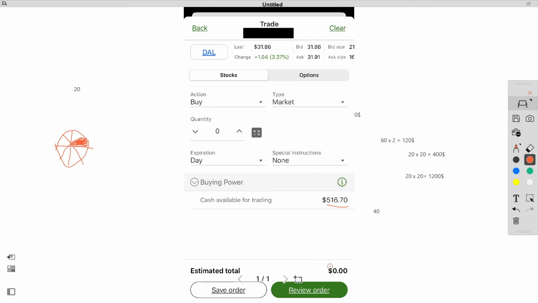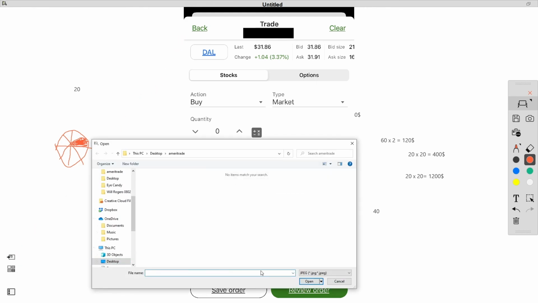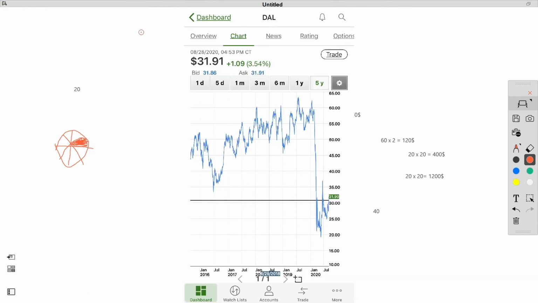Down here, whenever you type in your quantity, it's going to change this to a negative number as the estimated total. This means how much worth of stock you're going to be buying. It's going to be your cash minus that, and once everything looks good, you just hit review order, and boom, that's it. You bought stock. You can go back to the first slide and see how it's doing. You can click on 1 day, and it'll show you the price of the stock over 1 day, every hour, every minute.